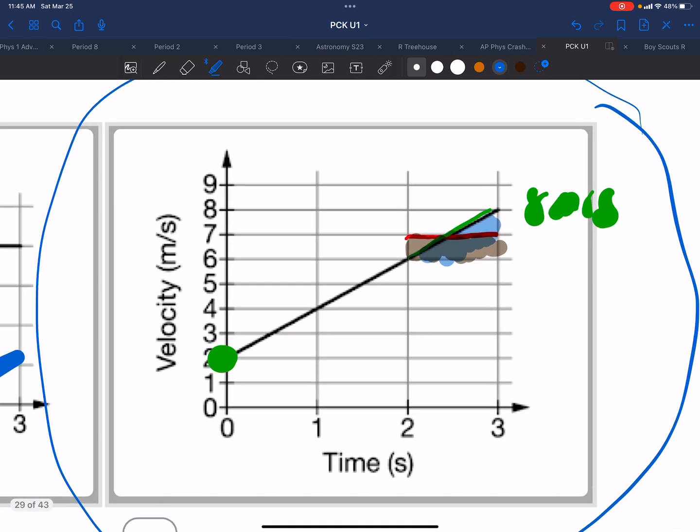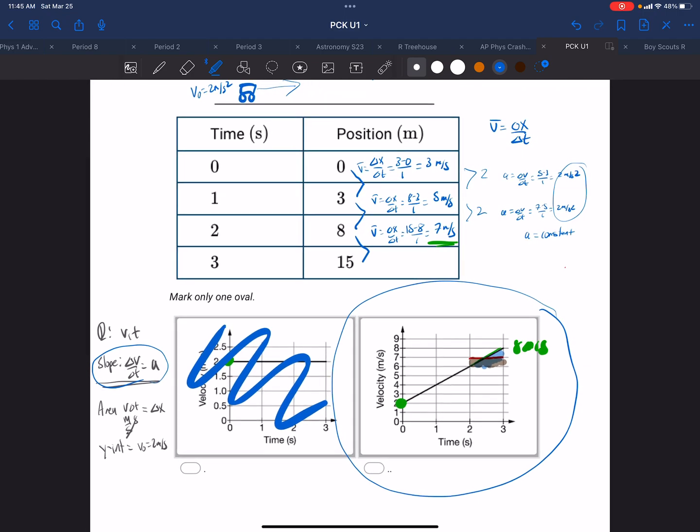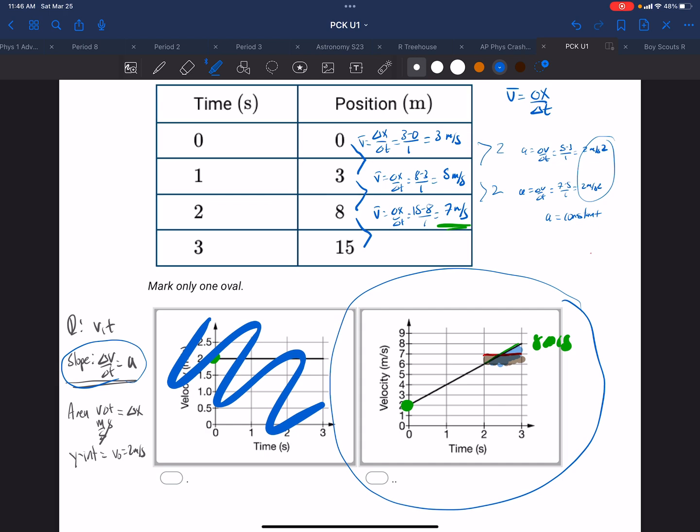In any case, it's pretty easy to get to the final answer, but we can see why it didn't give us a final velocity of 7. It gave us 8 instead because it started at a lower velocity. It was accelerating the entire time.